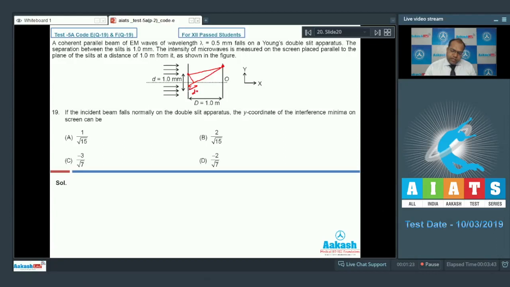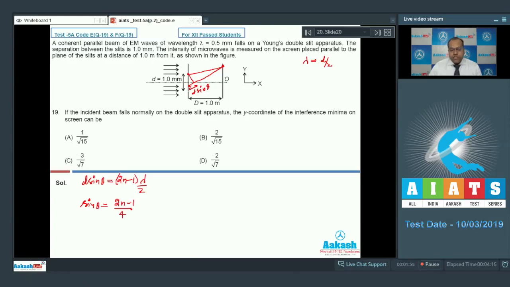Let this be d sine theta. So for the condition of minima, we can say that d sine theta must be equal to (2n minus 1) into lambda by 2. Now in the given question, the value of lambda is d by 2. So if I substitute the value of lambda as d by 2, then it can be written as sine theta is equal to (2n minus 1) divided by 4.